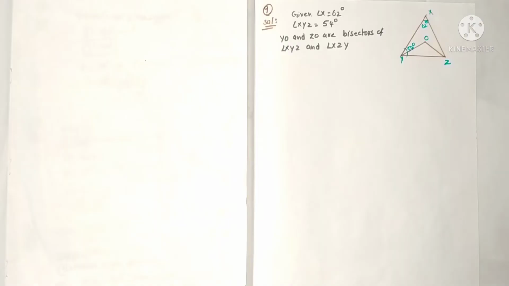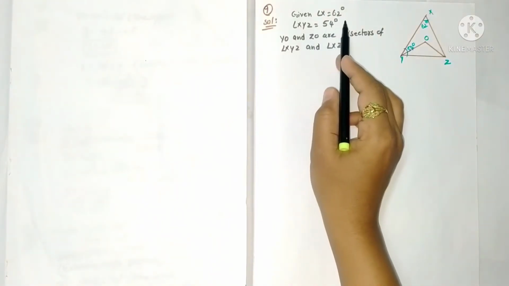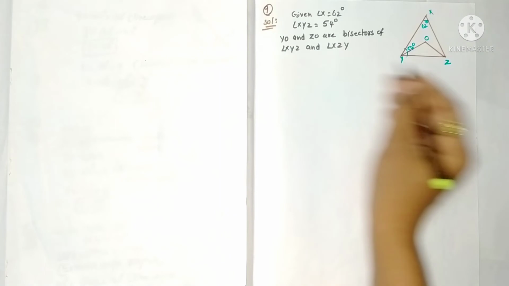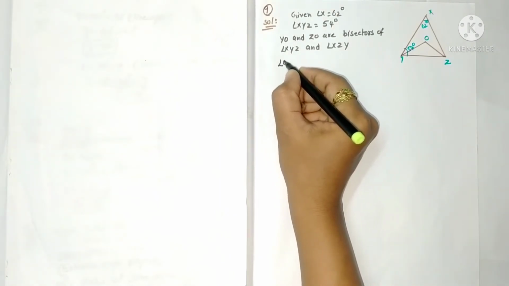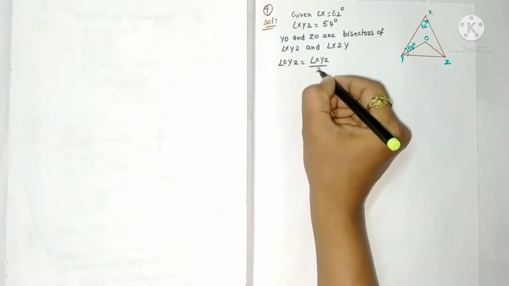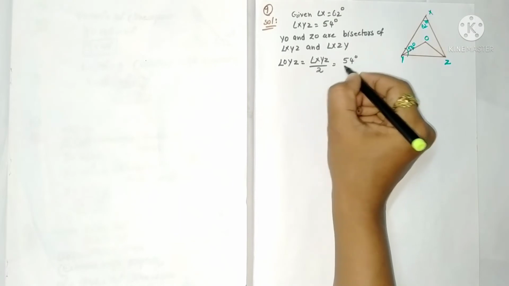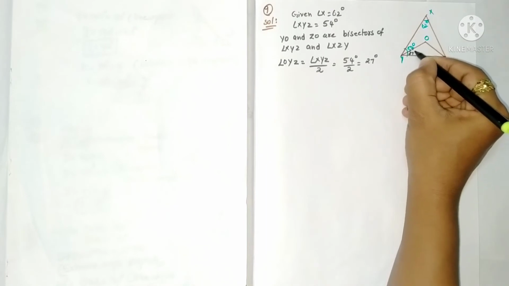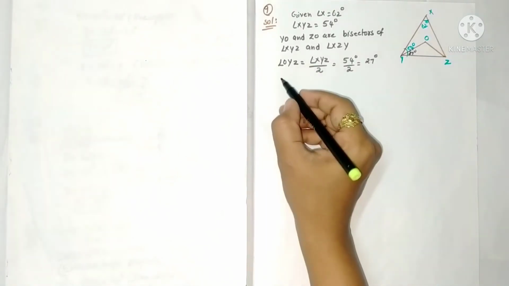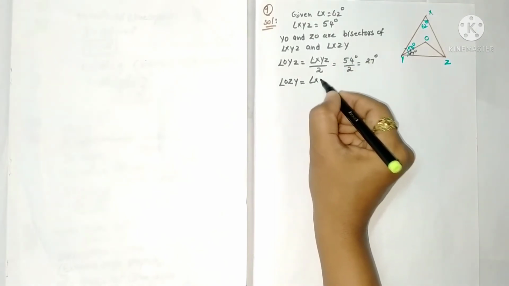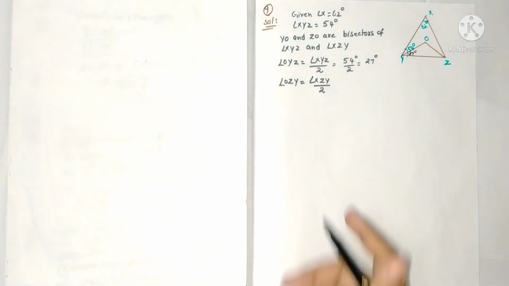We will see now. So I wrote the given: angle X is 62 and angle XYZ is 54, and YO and ZO are bisectors of angle XYZ. So that means we can write angle OYZ is equal to angle XYZ by 2. That is 54 degrees by 2, that is 27. So this is 27. Now similarly angle OZY is equal to angle XZY by 2. We don't know XZY, so we want to find it out.